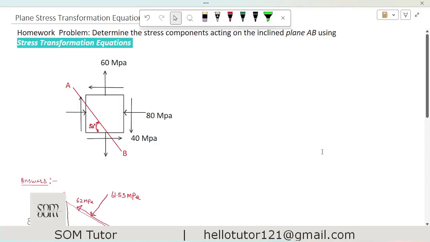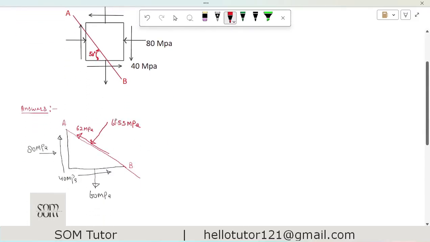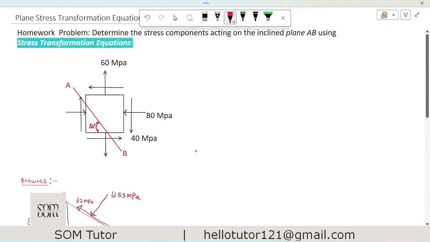Hello. So this was the problem I provided in the previous class, and I told you to find the stresses on this AB plane using stress transformation equations. So these are the final answers. I hope you got this, and if you did not get these answers, let us solve this problem and see what we do.